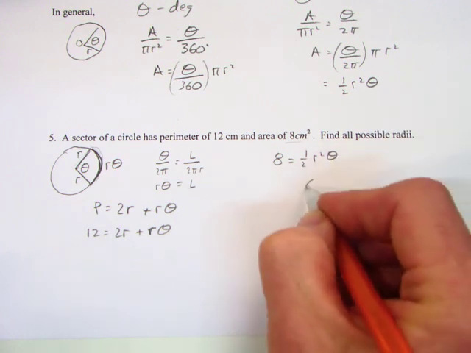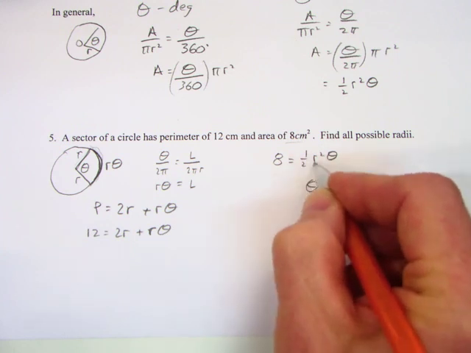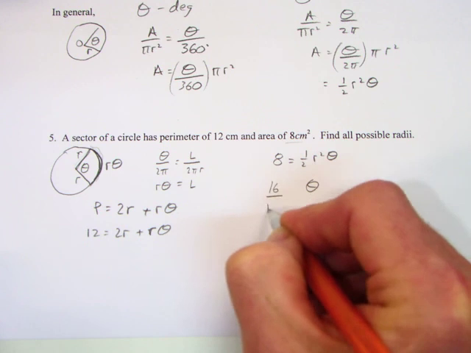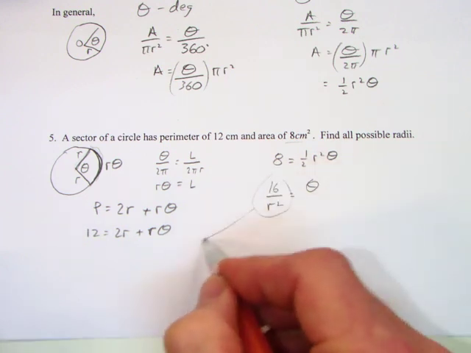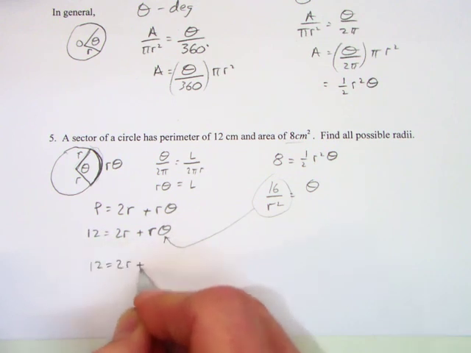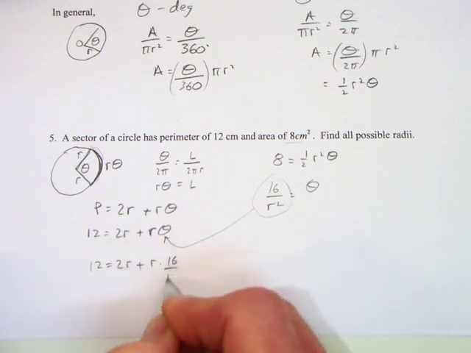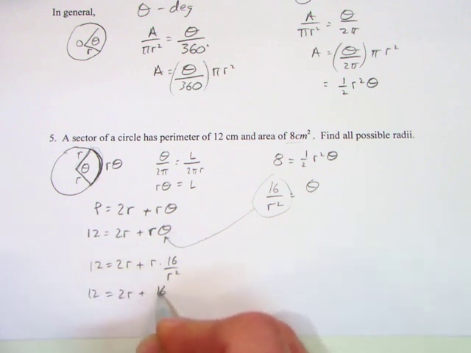If I solve for theta, I'm going to multiply both sides by 2, and I'm going to divide by r squared, and that will give me 16 over r squared. I can take that and plug it in for the theta over here. 2r plus r times 16 over r squared. So we get 12 equals 2r plus 16 over r.